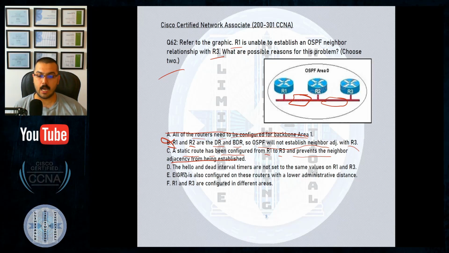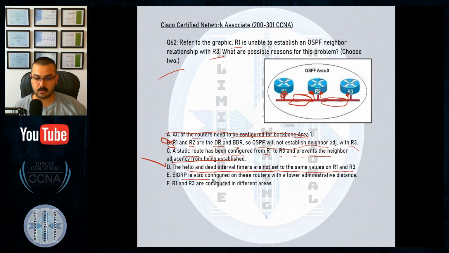Hello and dead interval timers are not set to the same values on R1 and R3. Definitely correct. Can that be? Yeah, that can be. Because if this one was advertising a hello timer of 5, and on this interface it's 5, but on another interface it's 10 to 10, there will be a problem. It should be matching mostly.